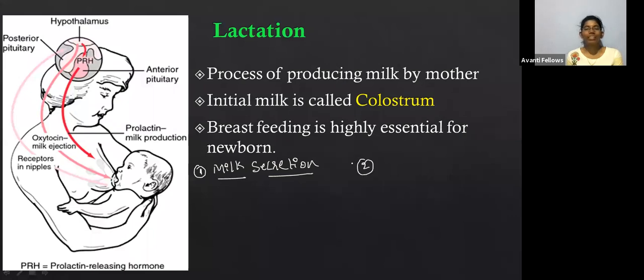Yes, come on. Milk is secreted by... Yes, Neha, correct. Yes, mammary glands. Milk is secreted by the mammary gland. Okay, first step is that milk is secreted, and then that secreted milk is ejected. Milk ejection.